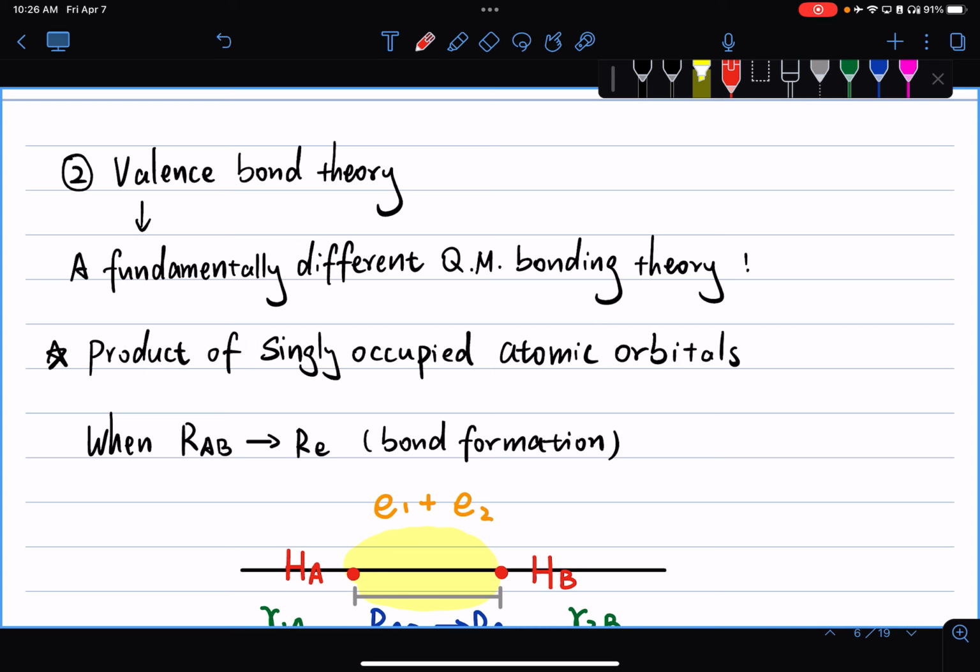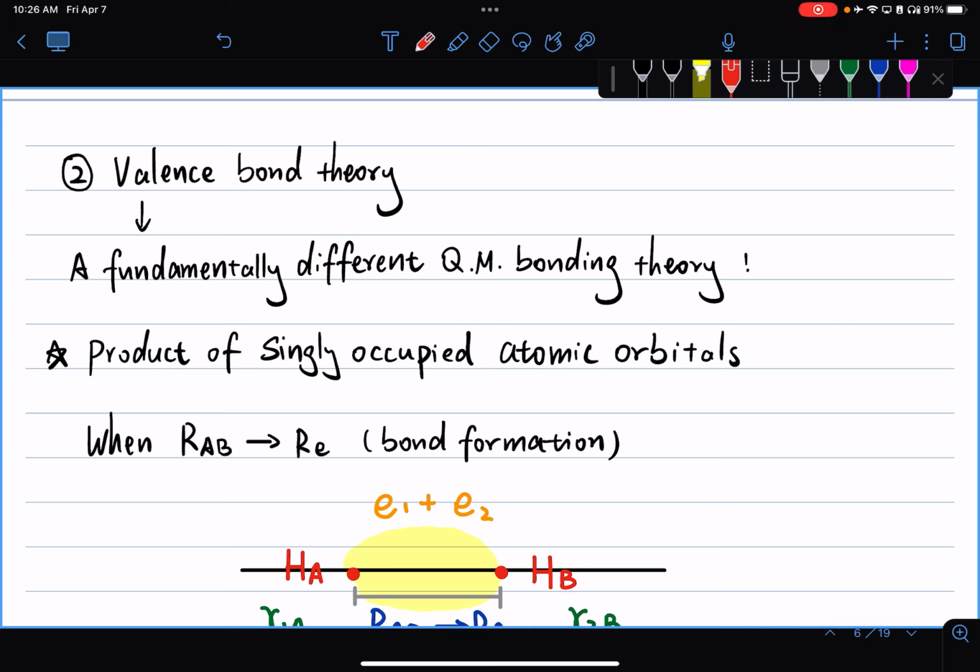But its problem is that LCAO-MO really gives you delocalized electron density, or it doesn't tell you where your electron density is localized in your sigma bond, especially when you have more than 2 atoms bonded together. So that's why in organic chemistry, the other quantum bonding theory we use a lot is called valence bond theory.